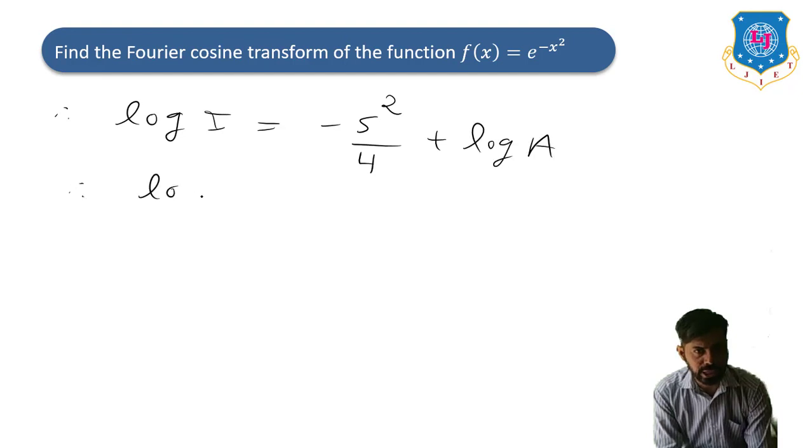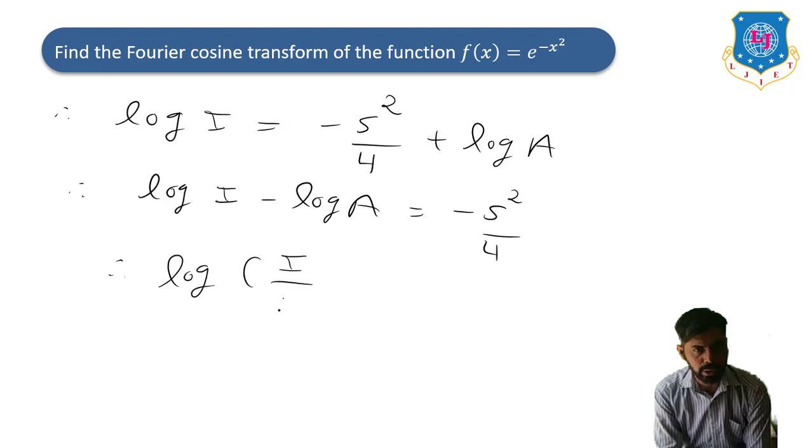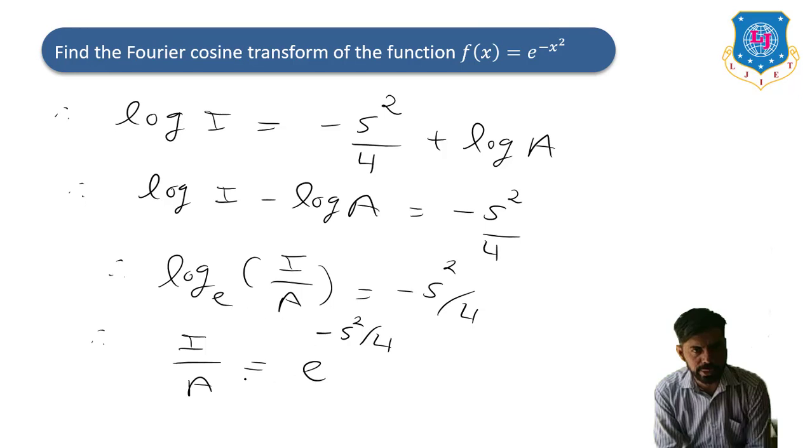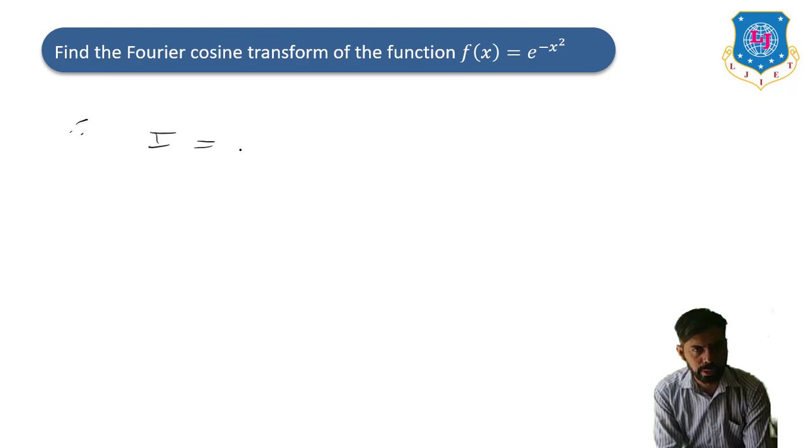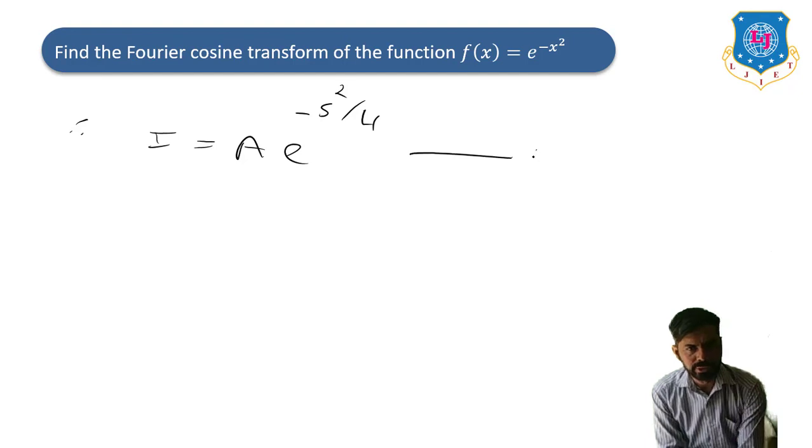Therefore this can be written as log I minus log A, that is equal to minus s square by 4. Okay. Now we know that log A minus log B is log A by B. So this can be written as log I by A, that is equal to minus s square by 4. Okay. So this can be written as I by A, that is equal to e raised to minus s square upon 4, because the base is e. Okay. Therefore I is equal to A into e raised to minus s square by 4, and suppose this is equation number 2.